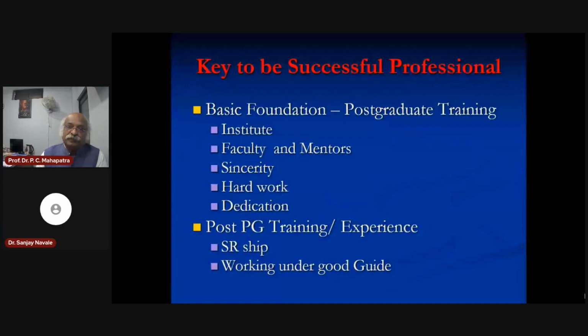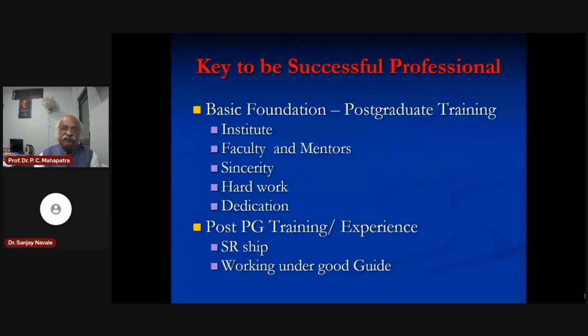So, the key to be a successful professional: the basic foundation. Imagine yourself during your postgraduate training, where you lacked. The postgraduate training is the basic foundation for a professional. For that, the institute is responsible. The institute, the alma mater, is responsible for giving you training. Faculty and mentors are responsible for giving training, and good faculty and mentors are really essential for a successful professional.